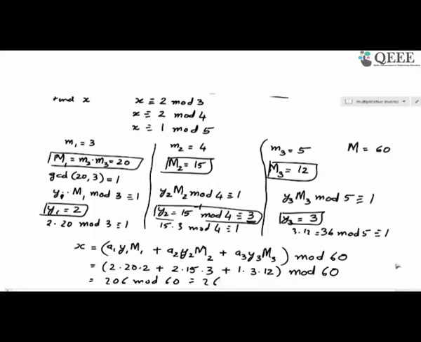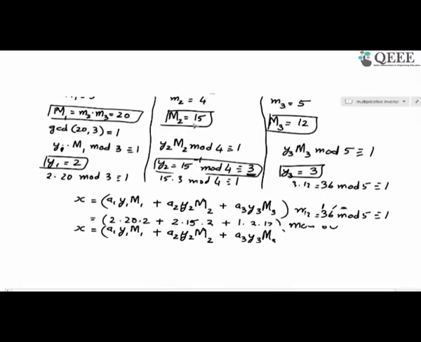Now you can verify that x equal to 26 is the solution we obtained from the Chinese remainder theorem. If you substitute the value 26 in all three equations, you will see that it indeed satisfies all three congruences. More precisely, 26 when divided by 3 leaves a remainder of 2. Similarly, 26 when divided by 4 leaves a remainder of 2, and 26 when divided by 5 leaves a remainder of 1.